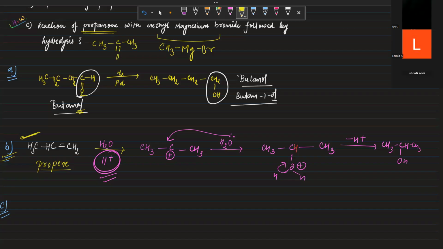Propanone. I've seen in my notes propanol, right? Like OL, when we were talking about alcohol groups. But propanone, how do you proceed with that reaction if there is a propanol?